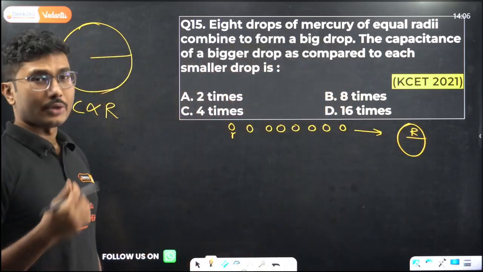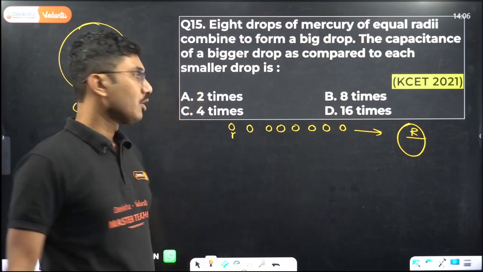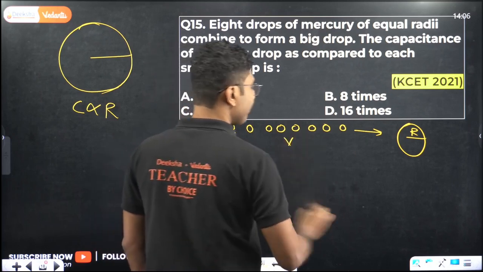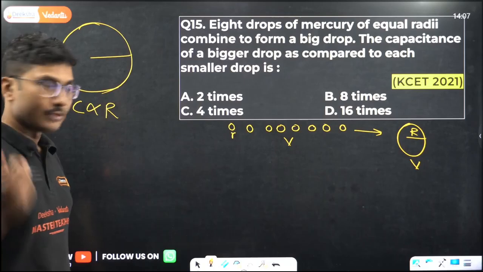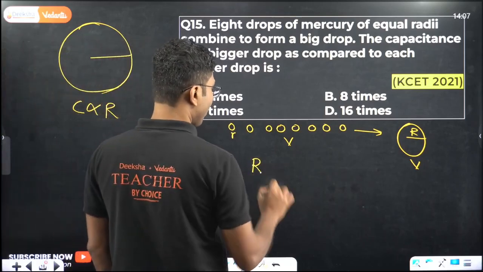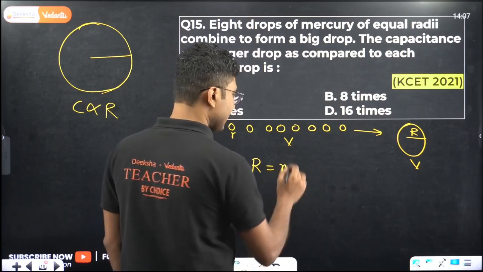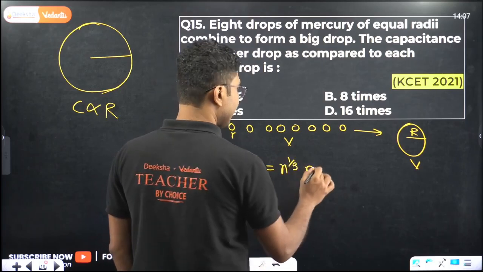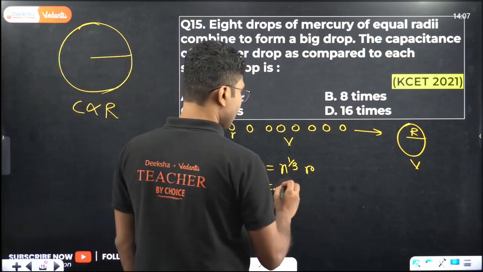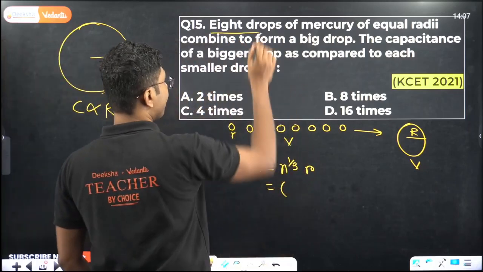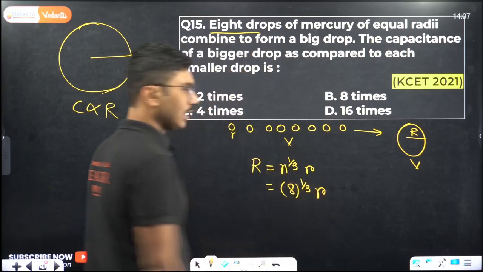Now what will be the total radius? So you remember, either you add all the volumes, since volume should remain constant. So total volume of all the 8 drops and total volume of this sphere is constant. Or you can remember a very important thing: the radius is the number of spheres to the power 1/3 into the radius of one of them. Here, how many drops were there? 8 drops. So instead of n you put 8. This is a shortcut formula.